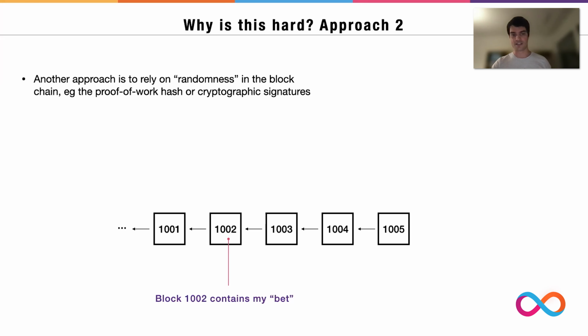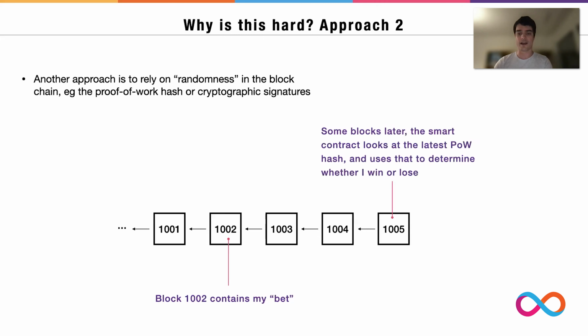In proof of stake blockchains, you could imagine something similar with cryptographic signatures. But I think this is not a very optimal approach either, because again, let's say I place my bets in a block, and now maybe a couple blocks later, the dApp is programmed, the smart contract is programmed such that it looks at the latest proof of work hash and uses that as a random seed. And this will now determine whether I win or lose.